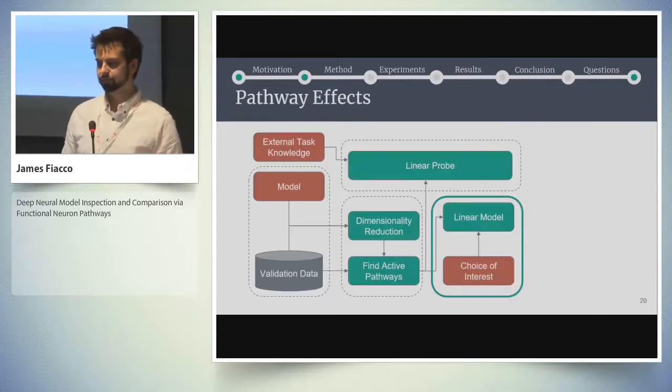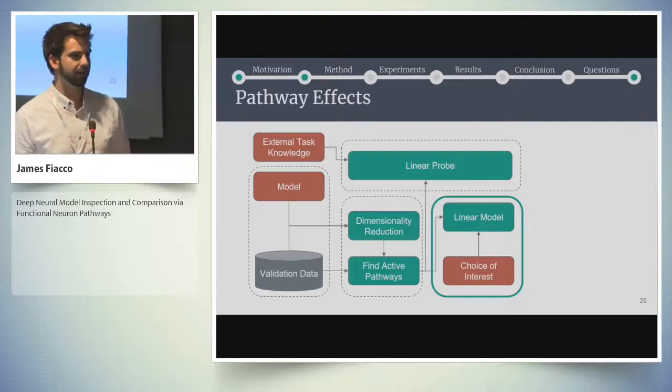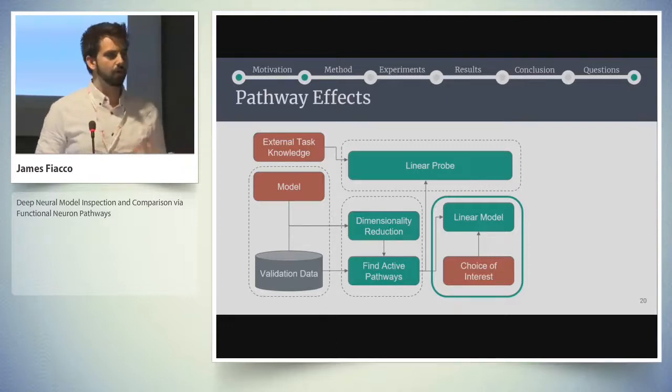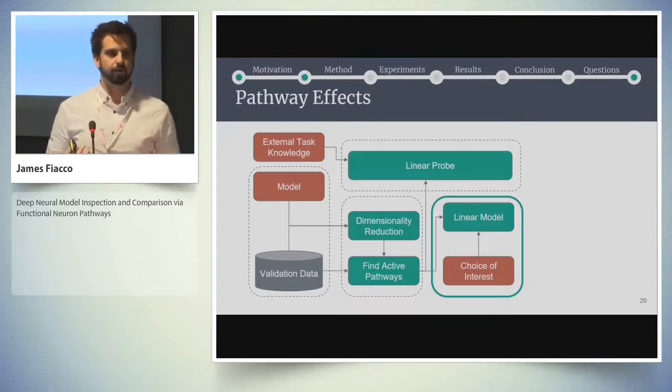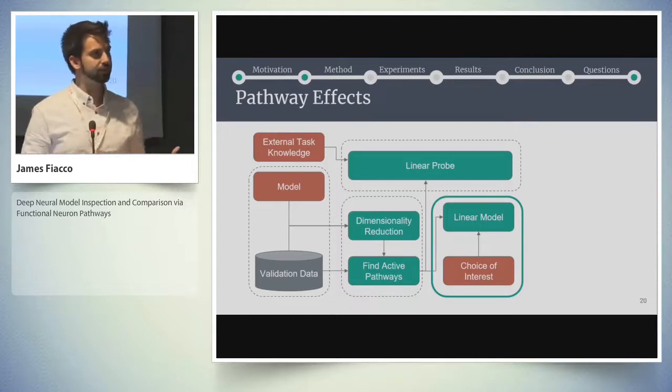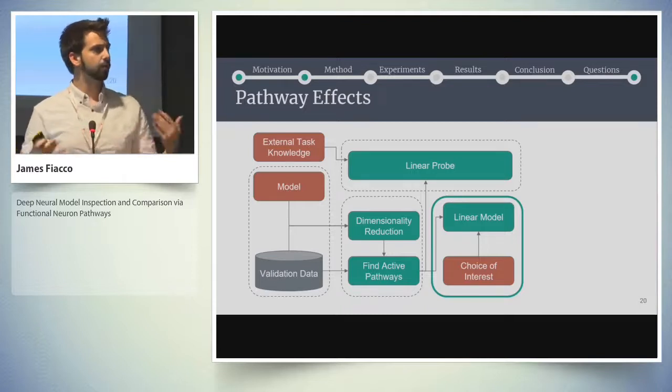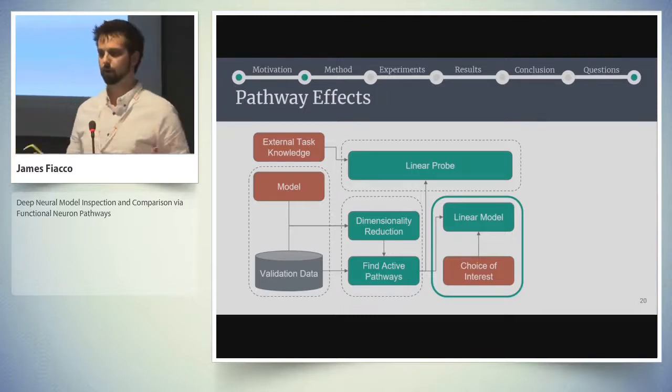And now we have a choice to make. And that's, what do we actually want to get out of this interpretation? Do we want to know what the model's doing wrong, or do we want to know how this model is predicting something different than another model? This is the choice of interest, and we're going to create a custom data set for this, so that we can do another probing task in order to figure out how well our pathway can answer this question.